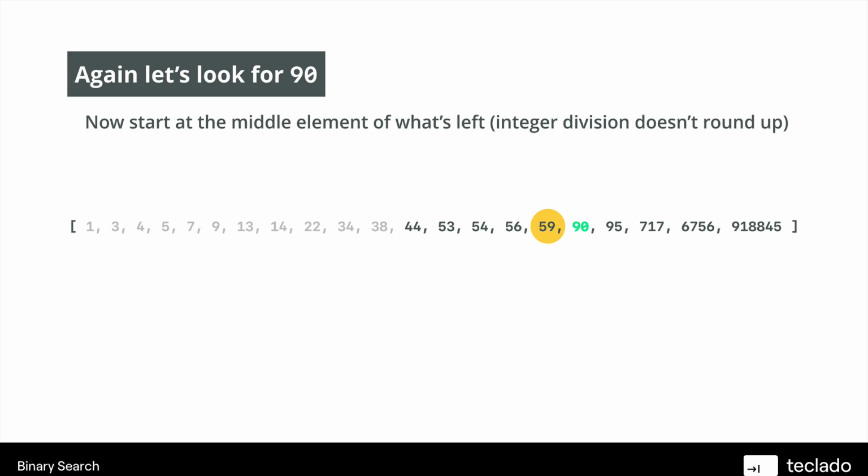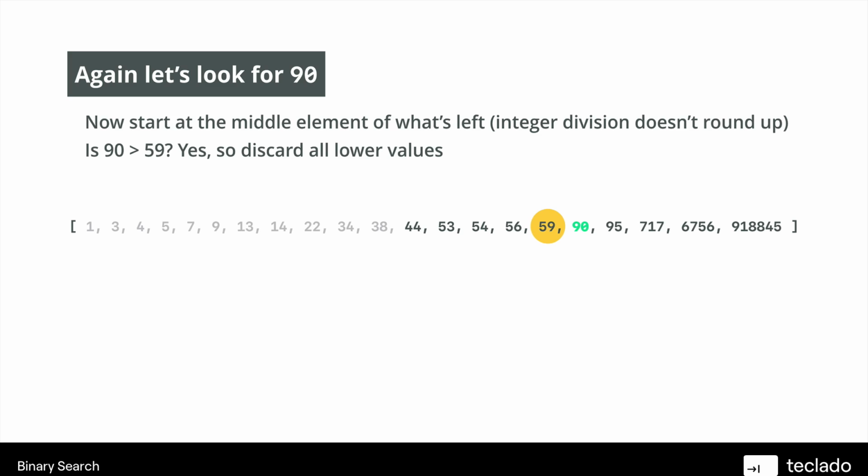Notice that integer division doesn't round up. So here we end up with 4 elements on the left and 5 elements on the right, which is a slight problem in this case, as it's going to make things a bit slower for us. But nonetheless, we end up at 59. Again we ask the same question: is 90 greater than 59? And the answer is yes.